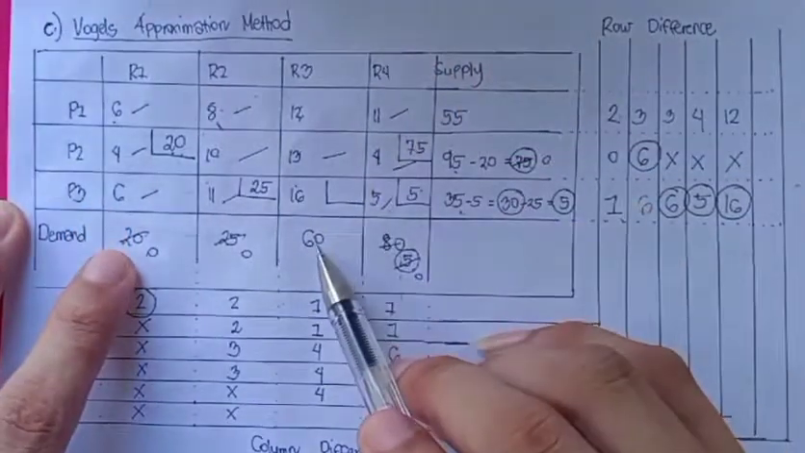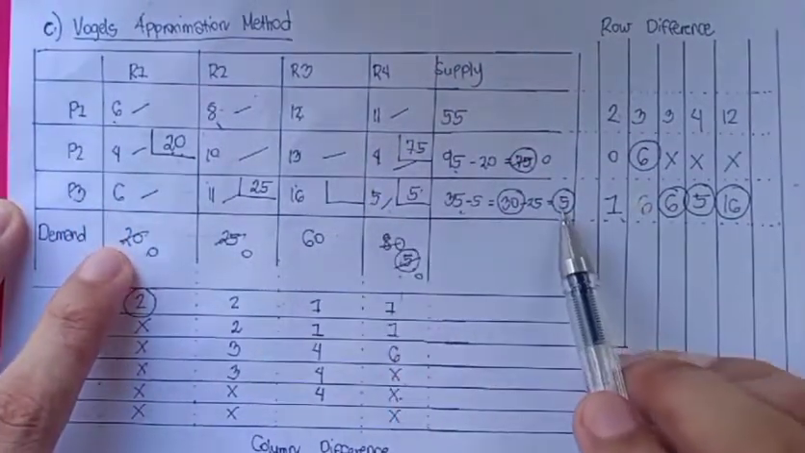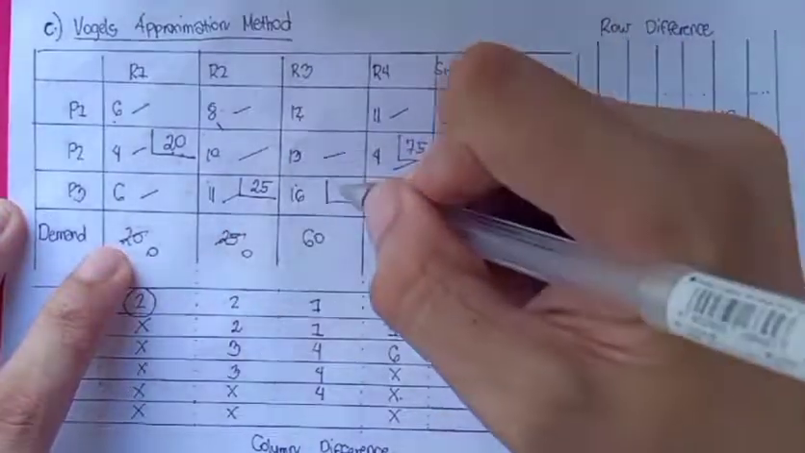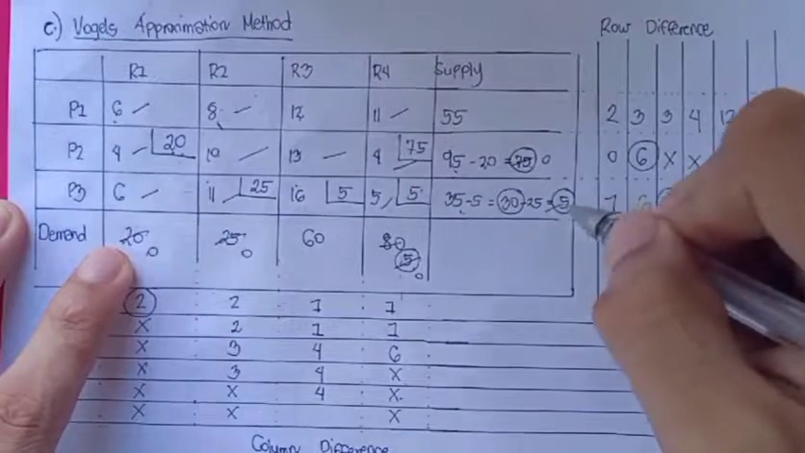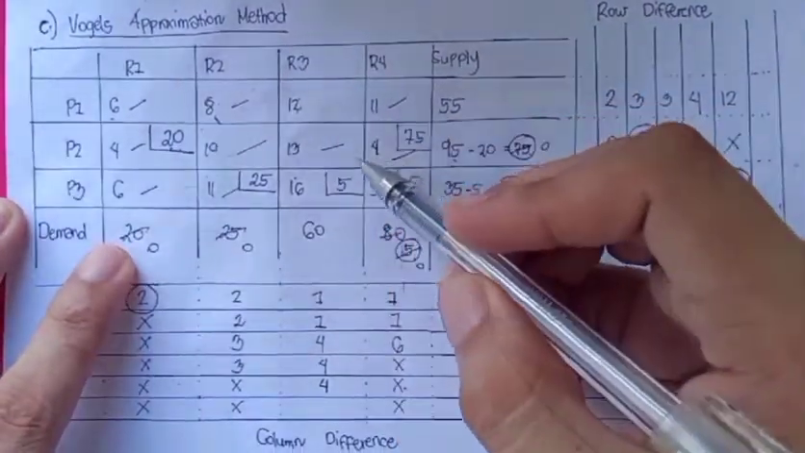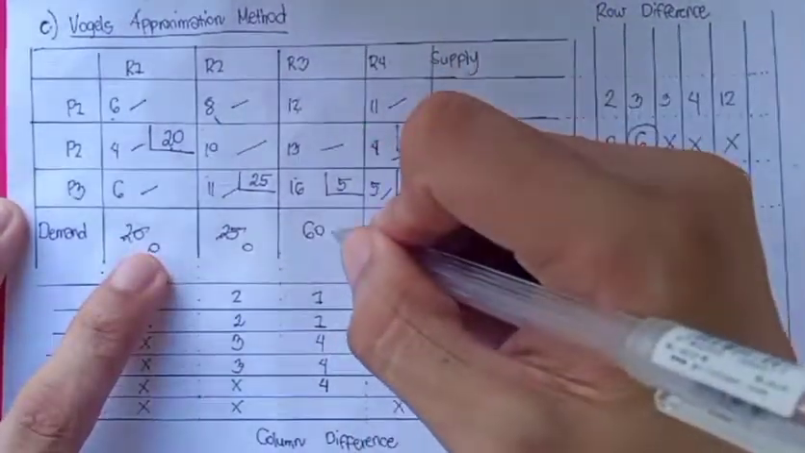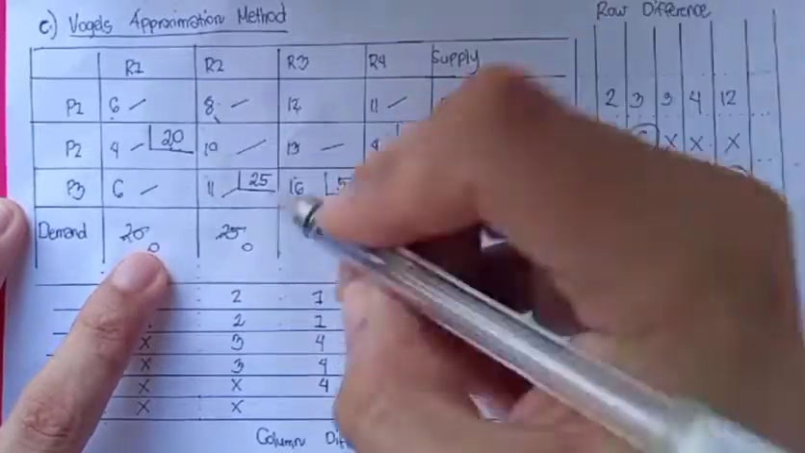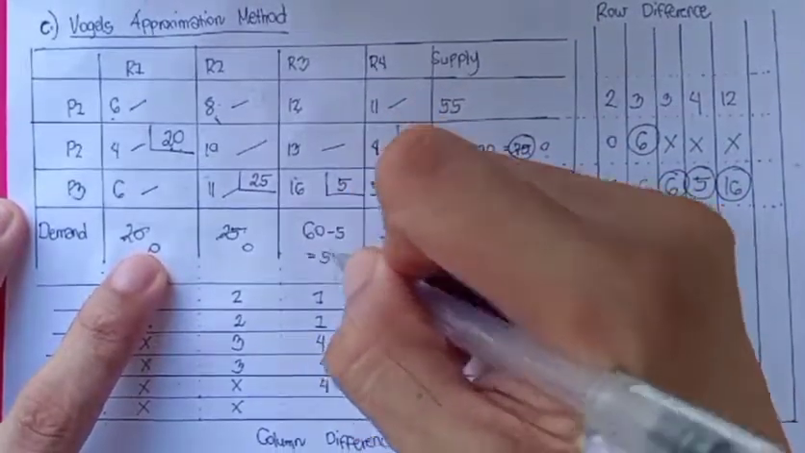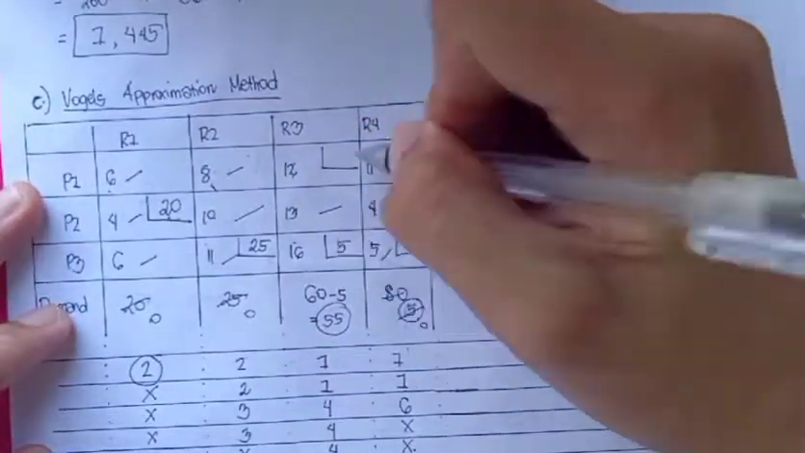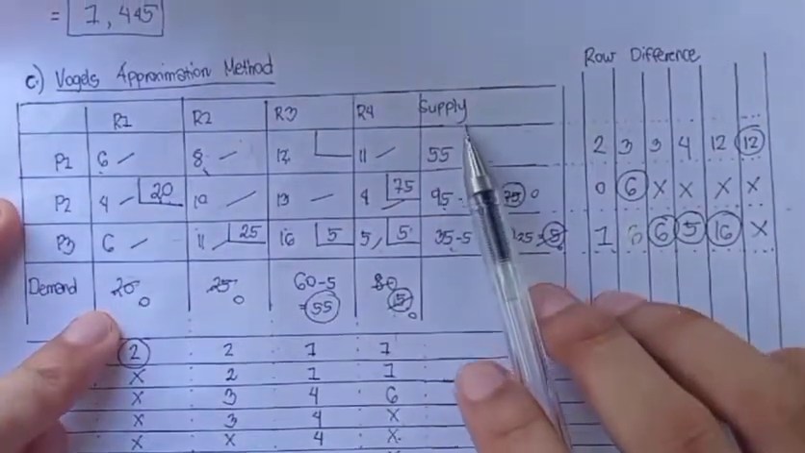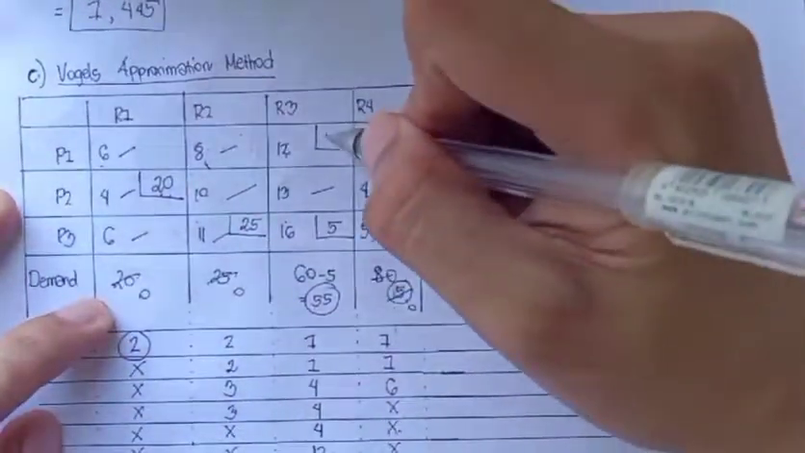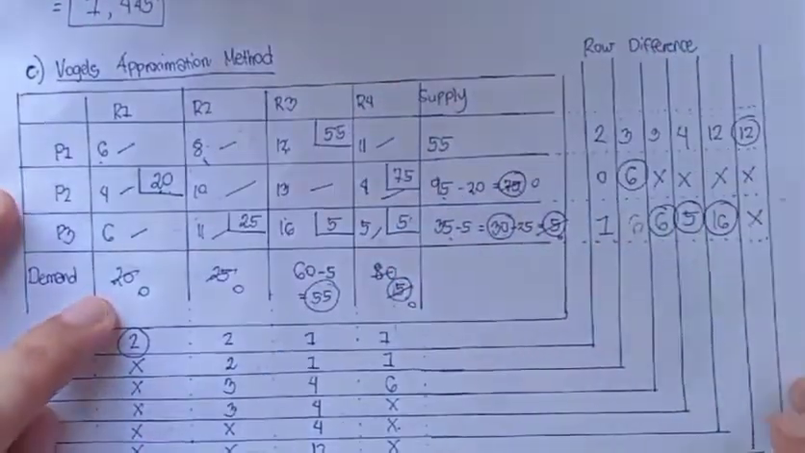The demand is 60 and the remaining supply is 5. So we will allocate 5 here in P3R3, and this row is satisfied. And we will deduct 5 from 60, so the remaining demand is 55. Last, we will select this cell. This is the only cell left. So the demand is 55 and the supply is also 55. So we will allocate 55 here in P1R3.